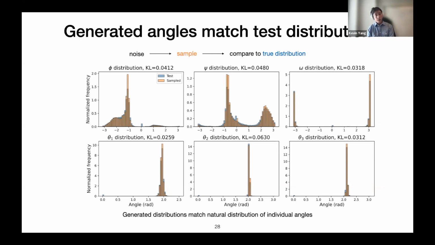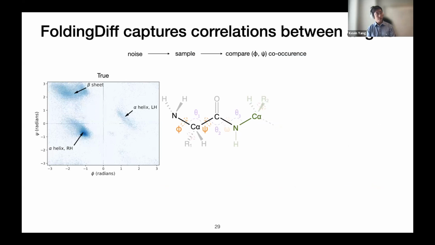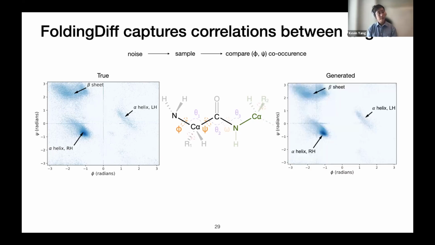But of course, we don't care just about individual angles. We want to capture the correlations between angles. So one canonical way to do this is to look at the phi-psi co-occurrences, meaning the phi-psi within the same residue, because that largely determines secondary structure. So if we plot phi-psi against each other for the test set, you can see there are alpha and beta sheets, there are some alpha helices, mostly right-handed, not very many left-handed. And our generated ones match pretty well.